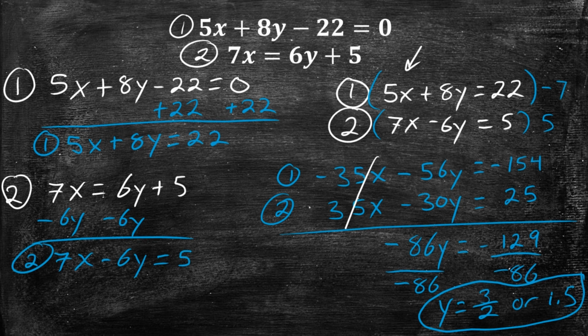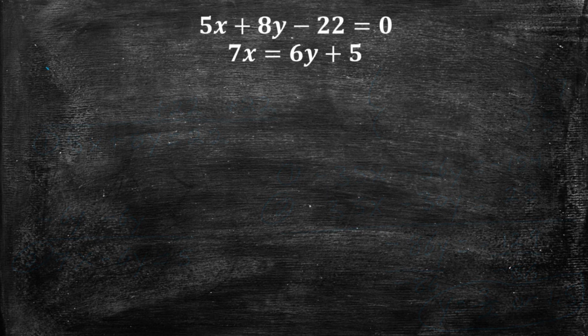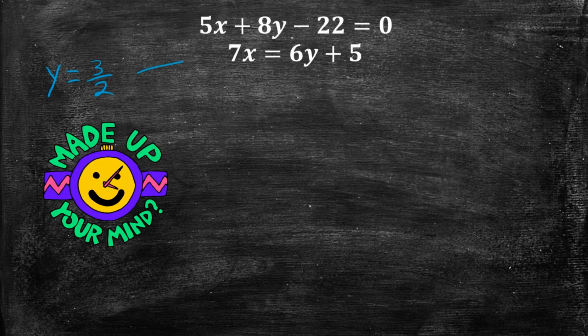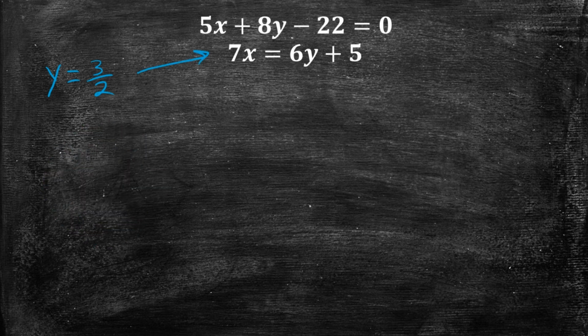Now let's go on to the second part here, and we're going to need a new screen. y is equal to 3 over 2. And I'm going to go ahead and plug this into, let's see here, equation number 2. Why not? So we have 7x is equal to 6 times our y value, which is 3 over 2, plus 5, like so.